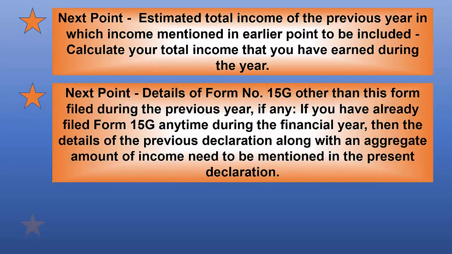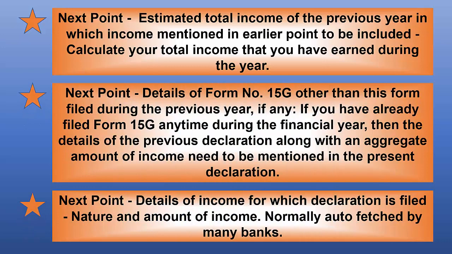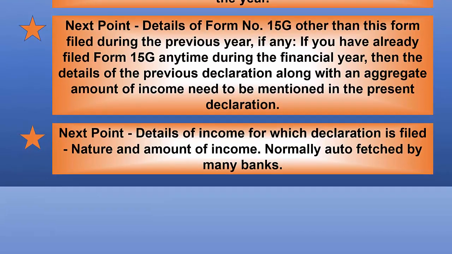Next point, estimated total income for the previous year in which the income mentioned in the earlier point is to be included. Calculate your total income that you have earned during the year. Next point, details of Form 15G other than this form filled during the previous year, if any. If you have already filed Form 15G anytime during the financial year, then the details of the previous declaration along with the aggregate amount of income need to be mentioned in the present declaration. Next point, details of income for which the declaration is filled, nature and amount of income, normally auto-filled by many banks.